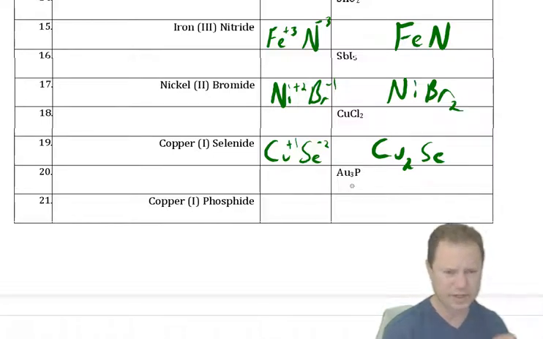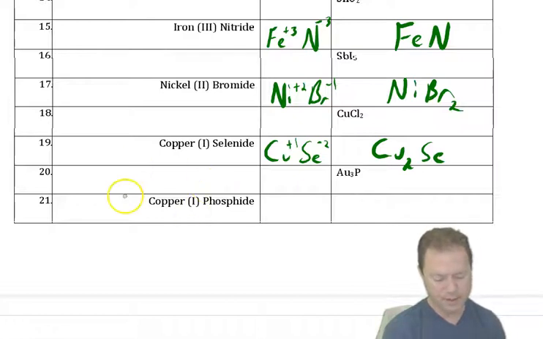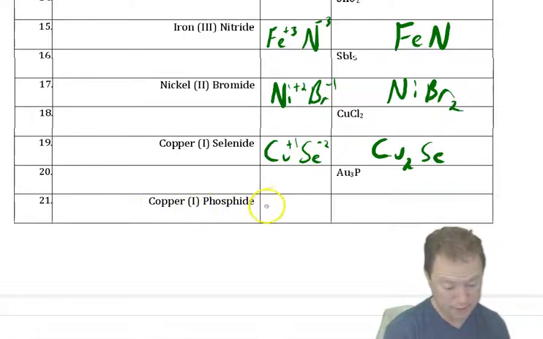You can see that 2-to-1 ratio happen many times over the course of this packet. Here we go again: another copper plus 1. Copper comes in 2 forms. I think we've only seen copper 1 today. That's okay.